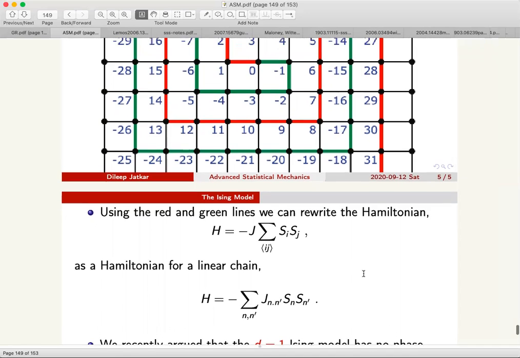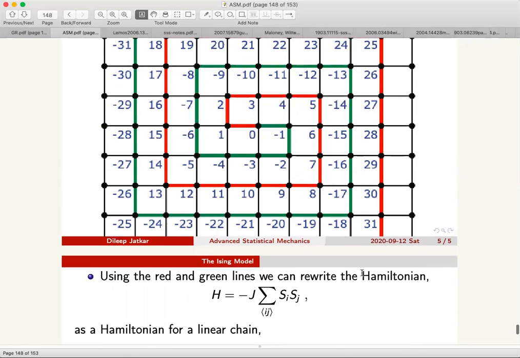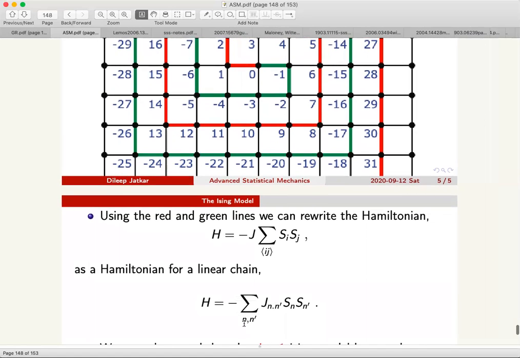Now notice one thing: the two-dimensional Ising model Hamiltonian had a nearest neighbor interaction, which is what that angle bracket tells you, that i, j are nearest neighbors. Here I'm not calling n and n prime nearest neighbors at all. I just say it's a linear chain because it is just a one-dimensional object.